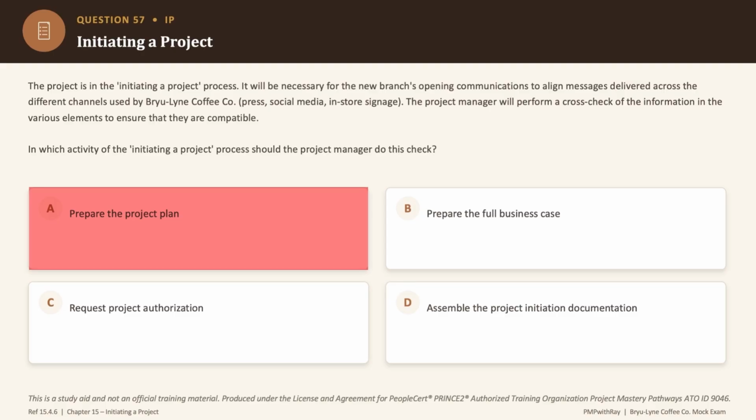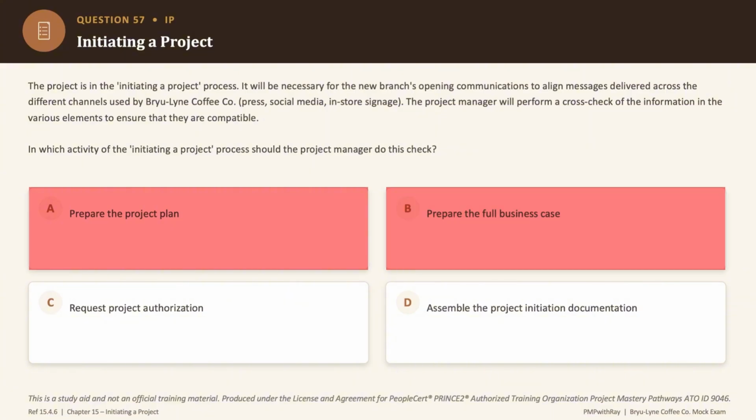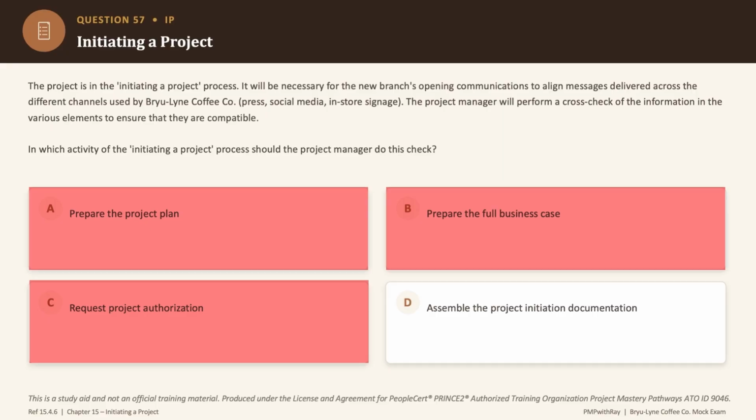Option B, prepare the full business case. Now that updates the cost, the risk, and of course the overall business viability of the project. Nothing to do with specific communication channels. So an incorrect answer choice as well. Option C requests project authorization. Now that is the last step, okay? Simply sharing the finished document with the project board for approval, okay? That doesn't fit with communications. So an incorrect answer choice as well. So the correct answer to this question is option D.